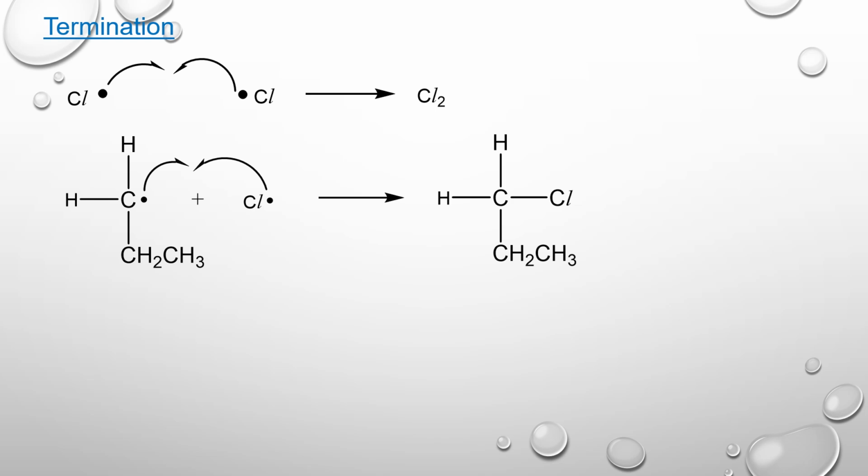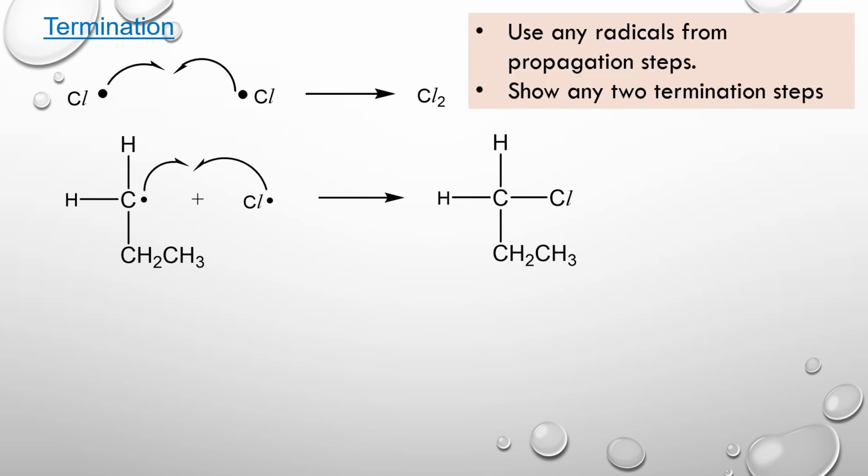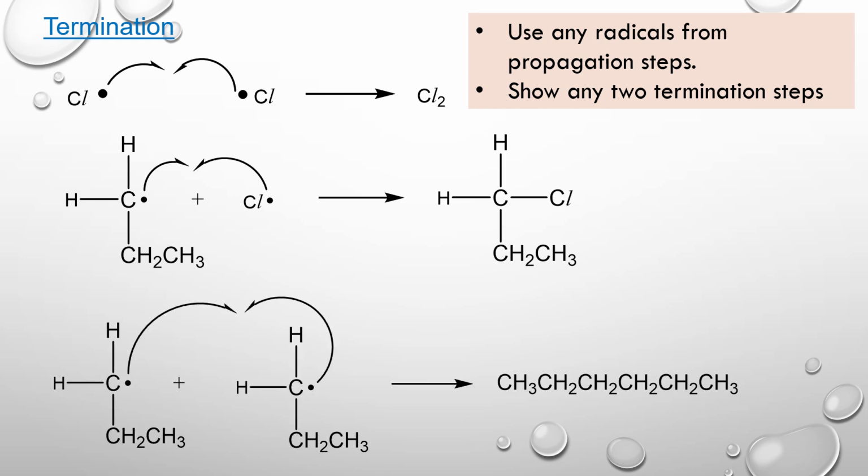In the terminal stage, choose any two radicals from the propagation steps to form a molecule. Note, the arrow must always start from the unpaired electron and meet somewhere. You will need to show a total of two terminal steps. I can also write this third equation as my terminal step. There are also many other possible combinations of equations, but it is obvious why I would prefer the first two, as they are easier to write.